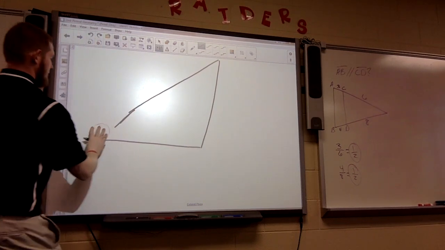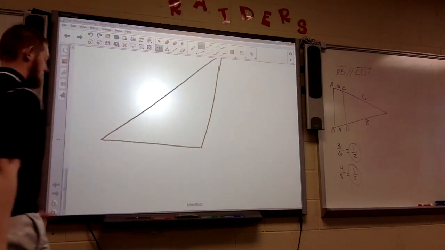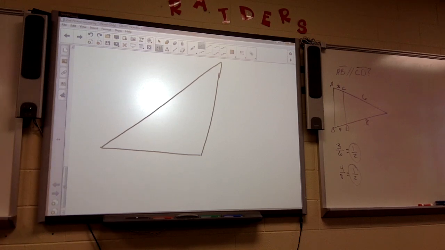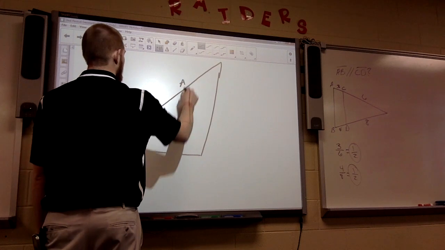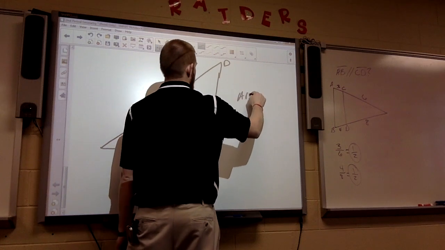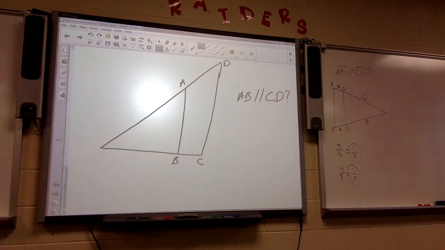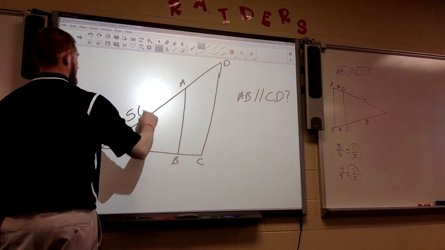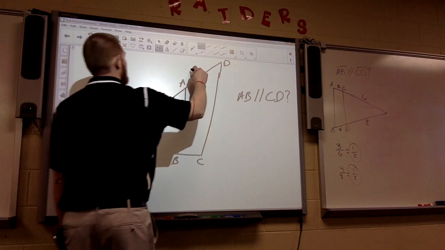Not a very good triangle. I have a line here, AB. I want to know if it's parallel to CD. So I want to know, is AB parallel to CD? Okay. With my art skills, it definitely doesn't look parallel. Okay, but I have 56 here, I have 48 here, I have 21 and 16.